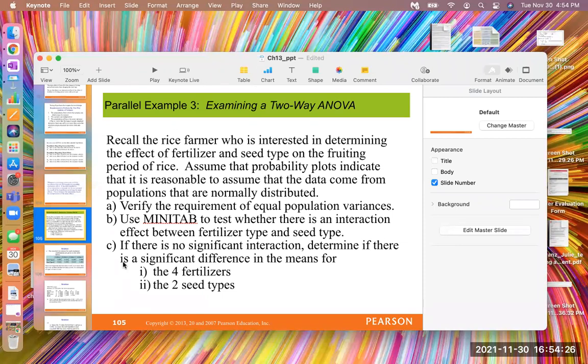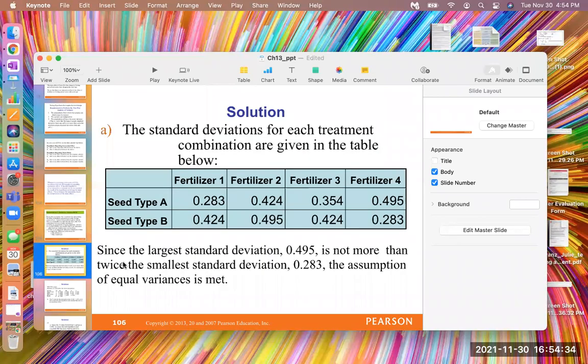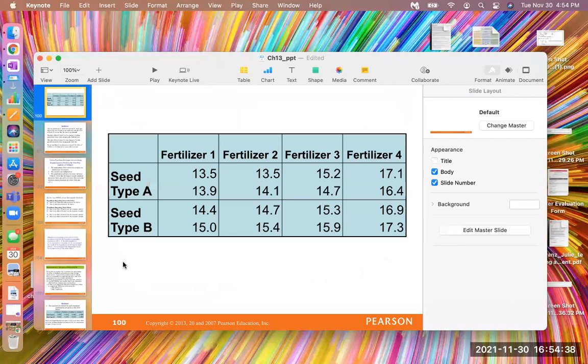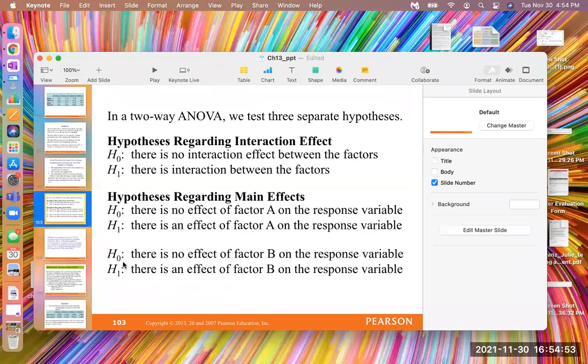And they make sure to say here, if there is no significant interaction, determine if there is a significant difference in the means for the 4 fertilizers and for the 2 seed types. So they took the data from this page and they found the standard deviation of 13.5 and 13.9 in that cell. And then they went on to the next cell, 13.5 and 14.1, and they found the standard deviation in each cell and they posted it here.